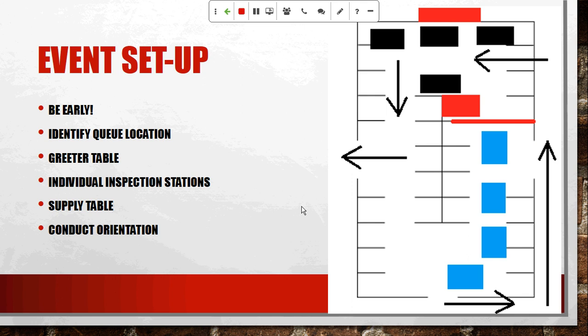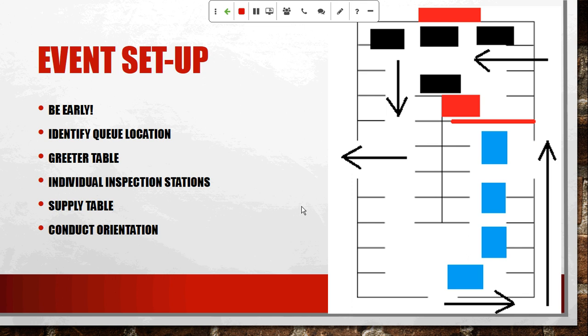So when you're setting up your event, actually not even then, when you initially did your logistics check, but now you're doing the event setup, you want to identify where you want your cars to line up. This is going to help you serve cars as they arrive. They're going to be served first come, first serve. Your greeter table should be near the beginning of the line, and it should have all the necessary materials that a greeter needs to do their job, like pens, paperwork, clipboards, and any education materials or evaluations that you want your clients to fill out.